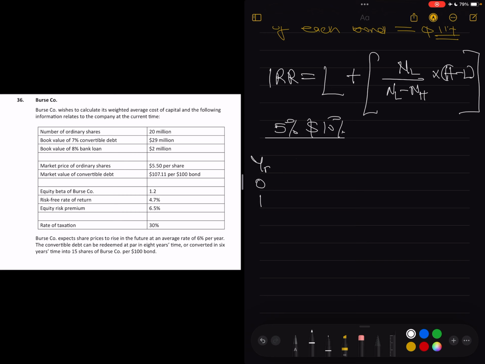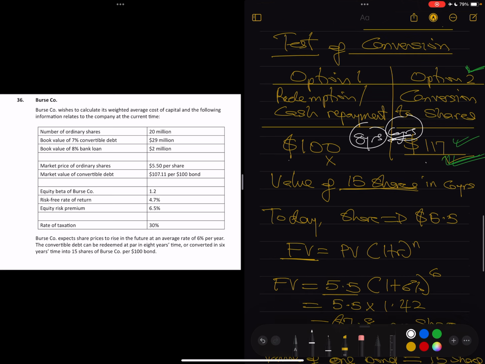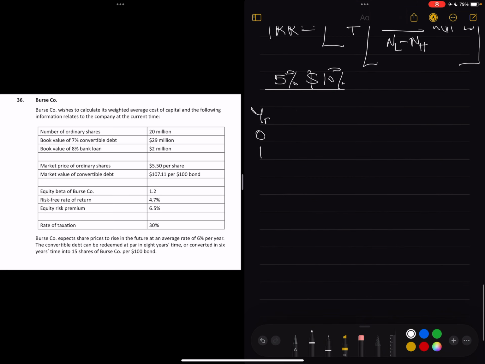Take note. If it was redemption, it's going to be over 8 years. But because we have seen that the conversion value is more than the redemption value. Remember, this is 8 years time. And this is 6 years time. So since we've gone for this option, our cash will be plotted over 6 years. Please take note. So 1 to 6 years and 6 years end of the life.